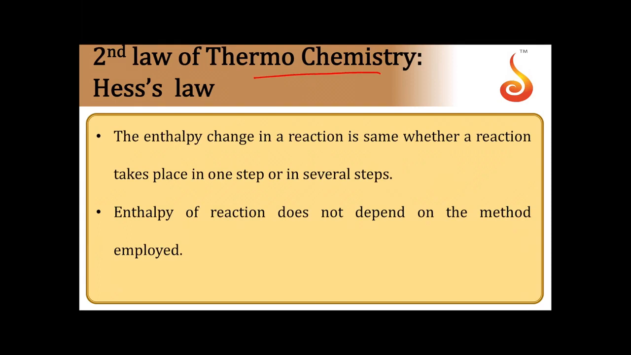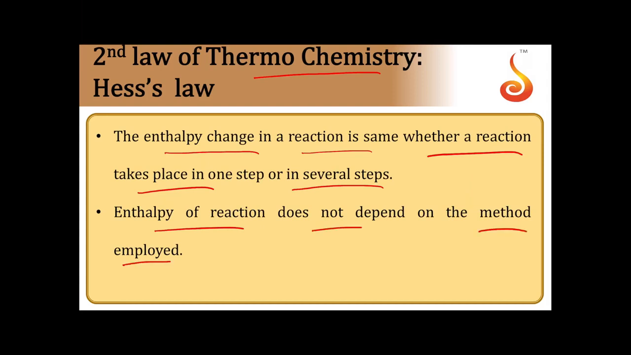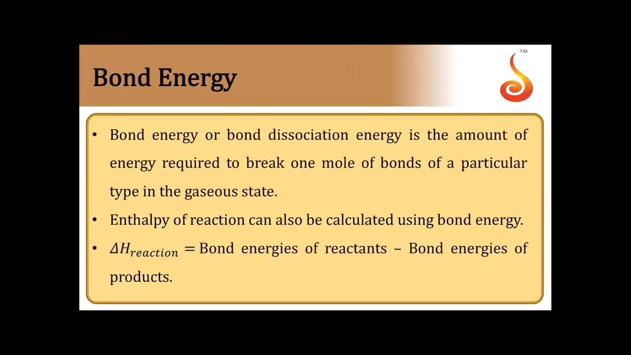Now enthalpy change in a reaction is same whether the reaction takes place in one step or in several steps. So enthalpy of reaction does not depend upon the method employed. Enthalpy change is a state function, hence it doesn't depend upon the intermediate steps. This itself is called Hess law of constant heat summation.